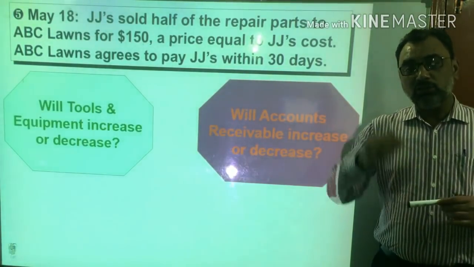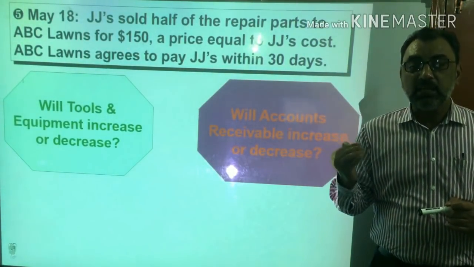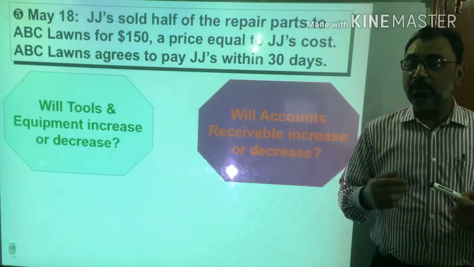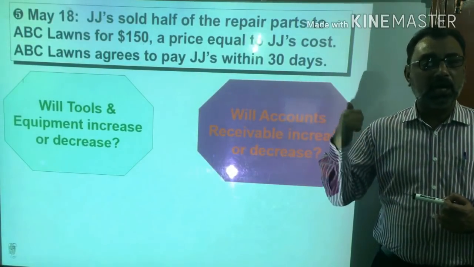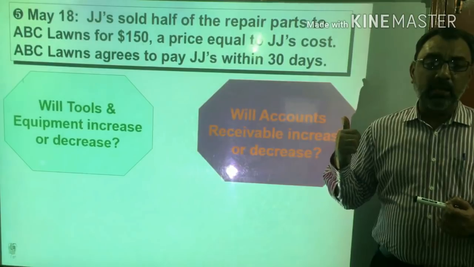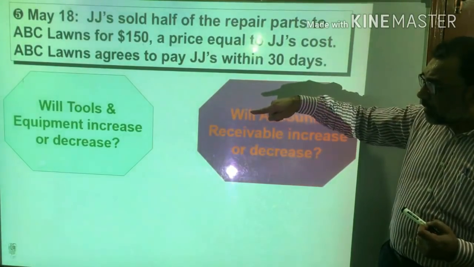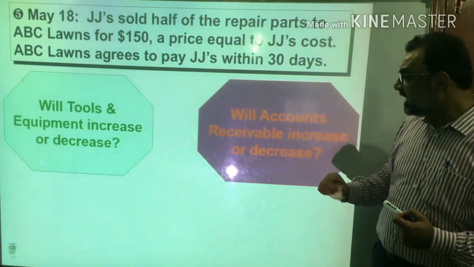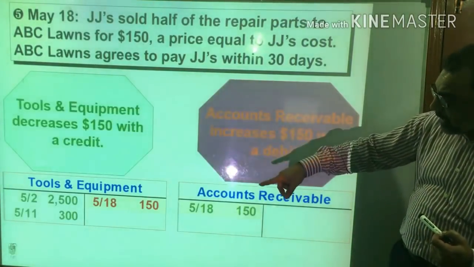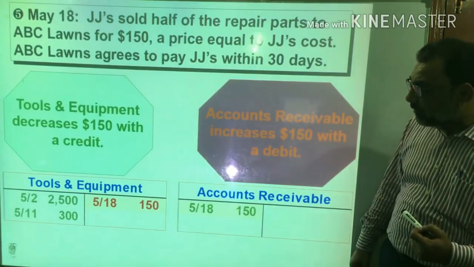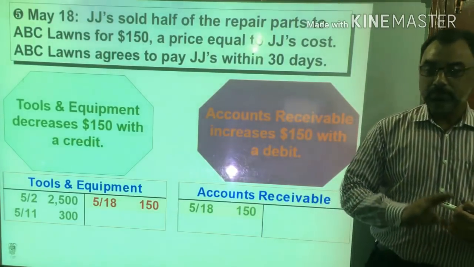30 days. So though one asset is declining, your tools and equipment are decreasing by 150, on the other hand, your cash is not increasing because you are not selling those tools and equipment for cash. On the other hand, the ABC people are going to promise you that they will pay you within 30 days. So this will become your account receivable. So tools and equipment increase or decrease? It will decrease. On the other hand, your account receivable increases. So the entry will be that tools and equipment decrease by 150, and the account receivable increases by 150, and the effect will be nullified.